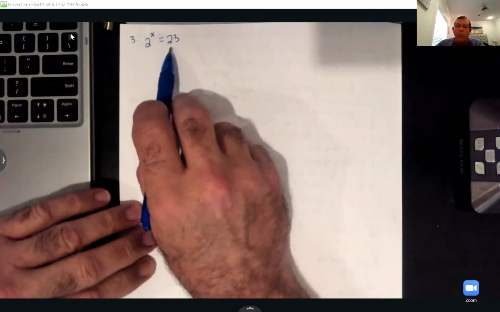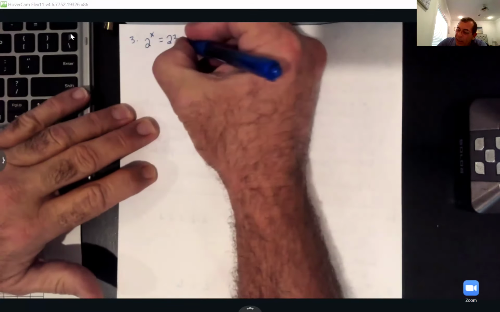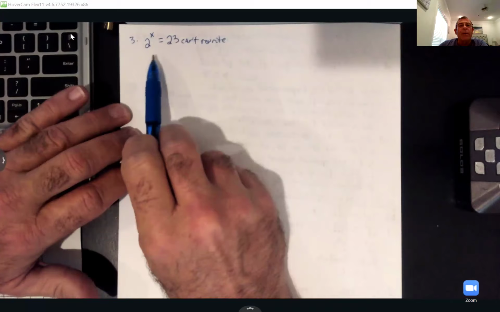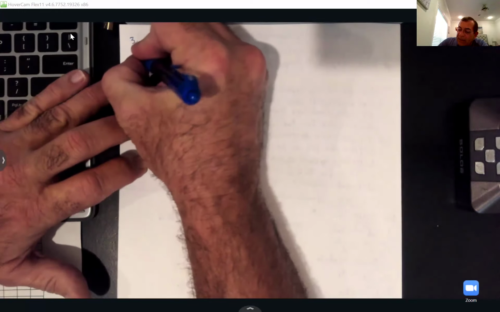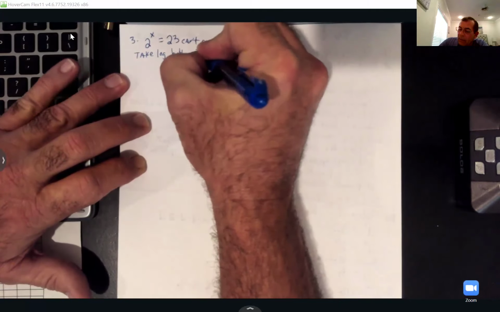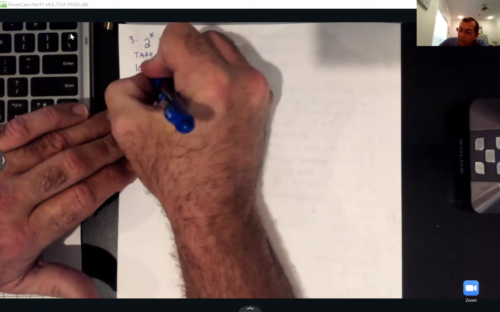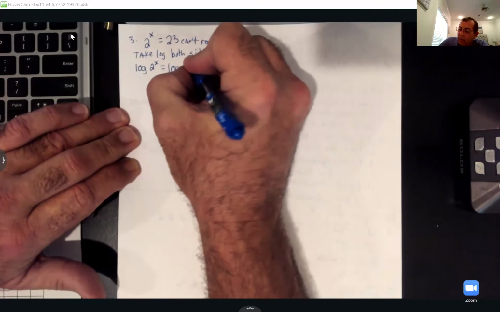Alrighty, so we know we can't rewrite 23 using a 2, right? Because 2 times 2 is 4, times 2 is 8, times 2 is 16, times 2 is 32. So that's too big. So we can't rewrite this one. So remember, we said if we can't rewrite them using the same base, I'm going to take a log of both sides. So what that means, we want to take the log of 2 to the x. That's going to equal the log of the right side, which is a log of 23.